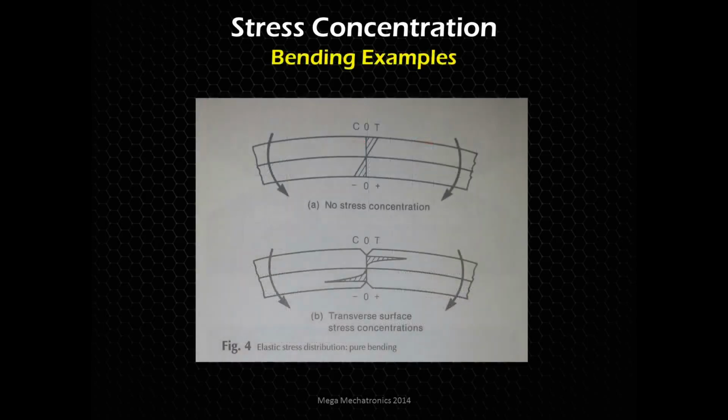Going back to our bending example, there's something a little different here. Remember, with this bending example, we're having both tension and compression. You see how those notches in the part create spikes in tension on the top side, and there's a big spike in compression on the bottom side. And again, this is pure bending.